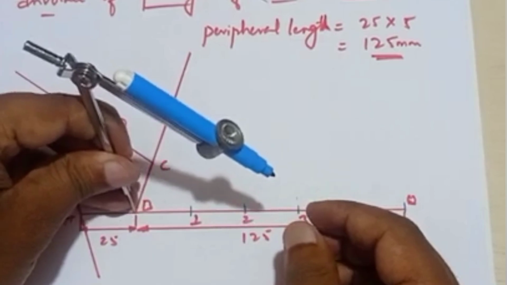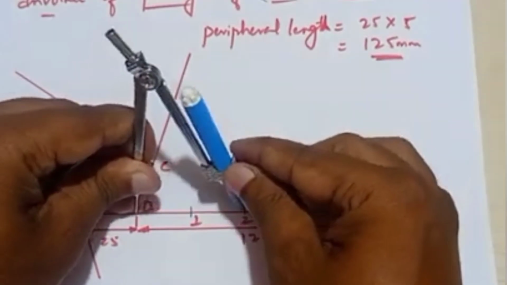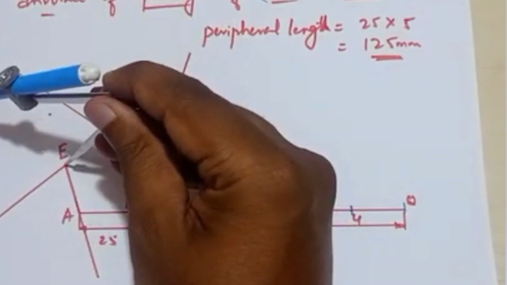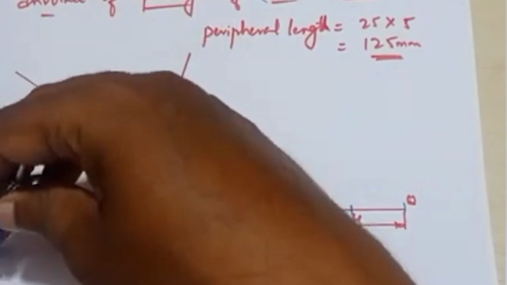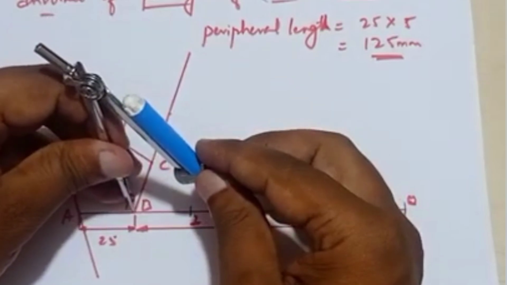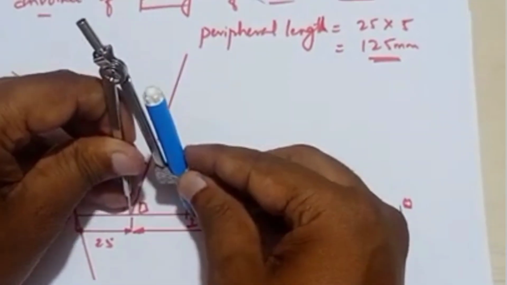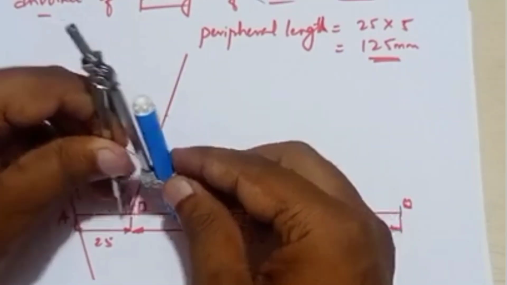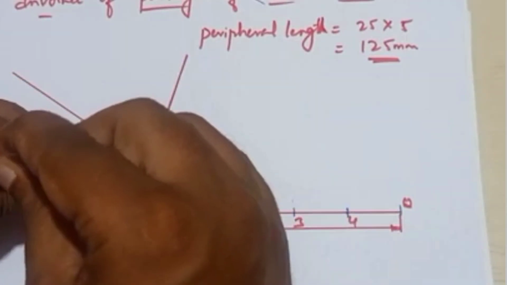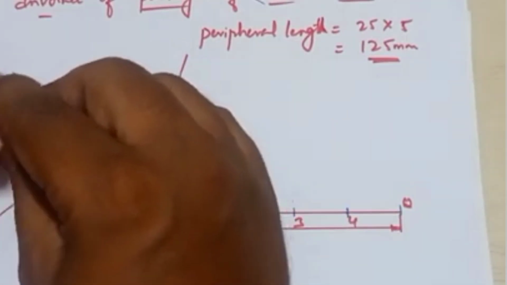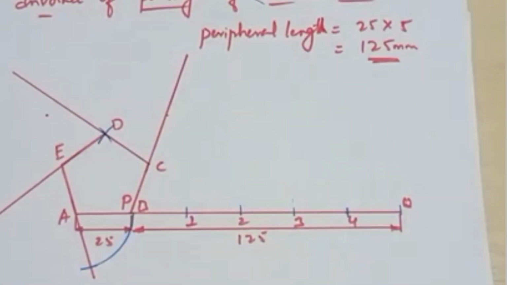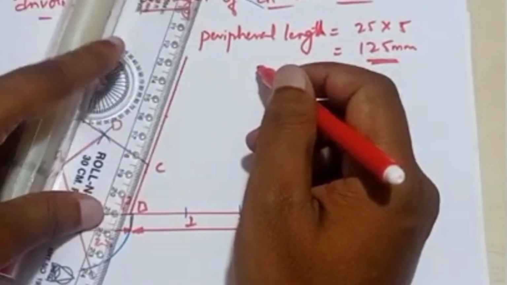Same way, measure from P to point number 2, keep at the point E and draw an arc. Now finally we have the length from P to 1, keep at the point A and draw an arc, and then extend. Now here I'll be extending these lines.